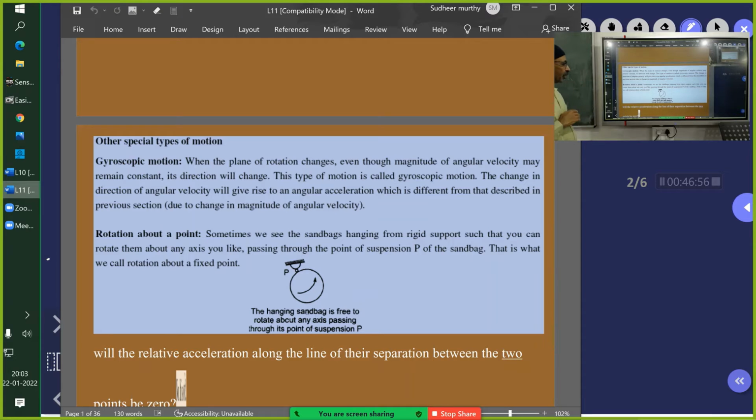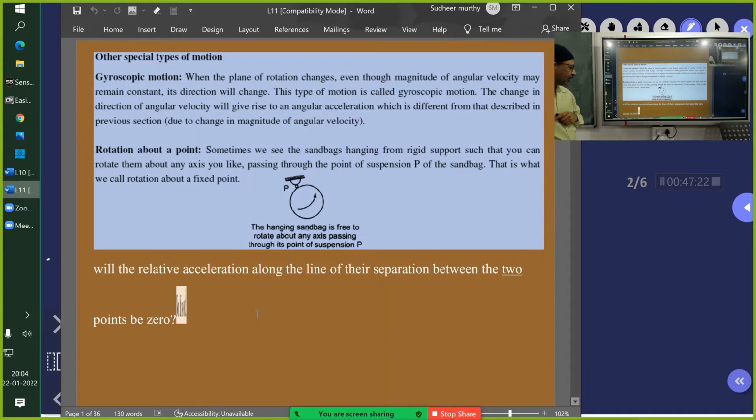So, rotation about a point. Sometimes we see sandbags hanging from rigid supports, where they are rotating. You will see this in big Mandi Bazaar and all, when a sandbag is lifted. There will be a hook, and if it is rotating like that, it will rotate. If you change the hook direction, the sandbag will still keep rotating, but its axis will keep changing. It's just an illustration because we are going to use this in some numerical.